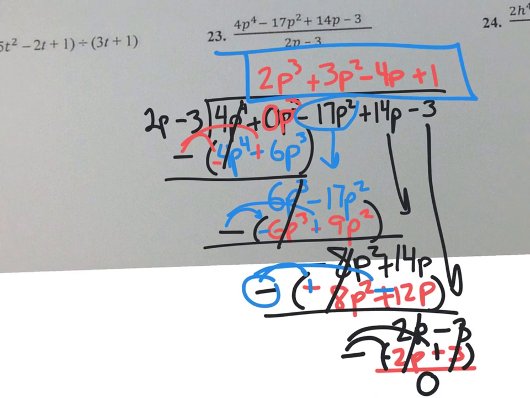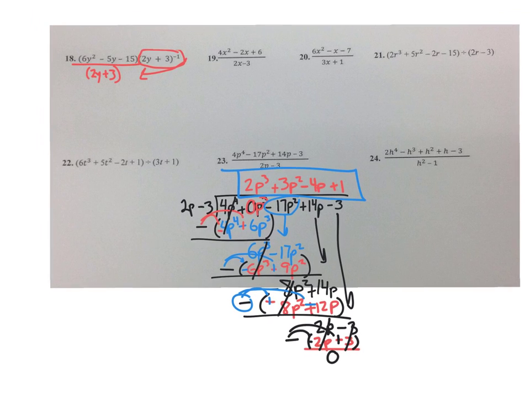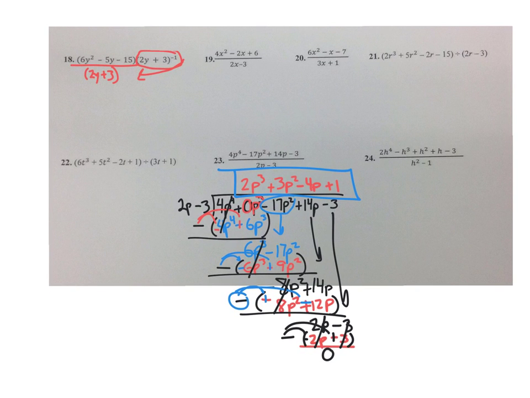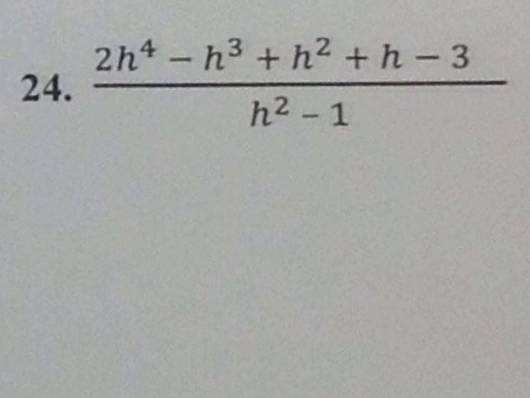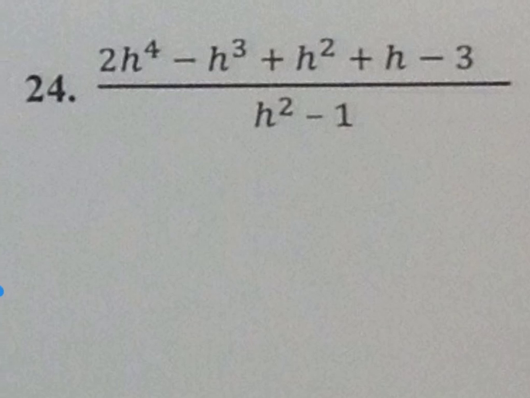So this whole assignment, I only want you to do the second half of it, numbers 18 through 24. If you have any missing values, like right here, there's a missing value, h squared. You're not going to put h squared minus 1. I would go h squared plus 0h minus 1. I would put the 0h right there, that there is no h.